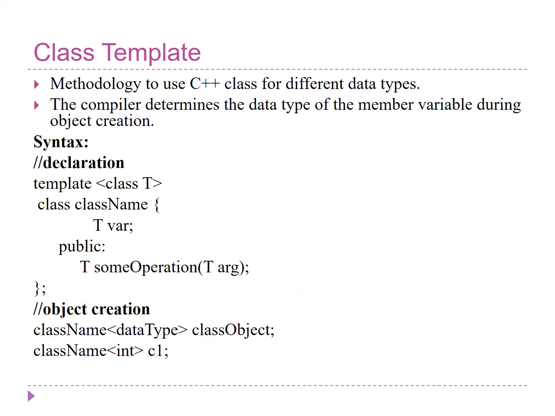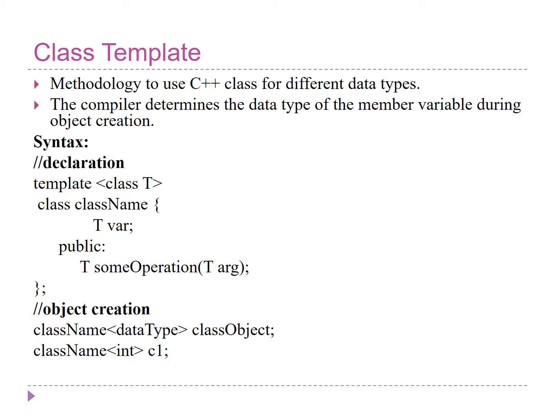Class template is a methodology to use a C++ class for different data types. That is, the member variables of the C++ class can take different data types. The compiler determines the data type of the member variable during object creation. The syntax for class template is as given here.